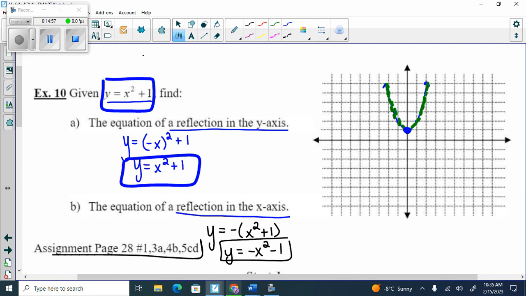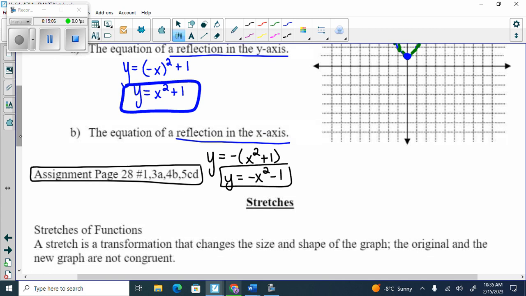I'm giving you 10 minutes for this, and then we're moving on to stretches. So if you work quickly, you should finish your homework. And then we're moving on to stretches. So I will give you till 10:45, then we're going on.